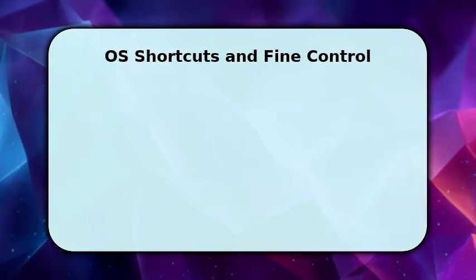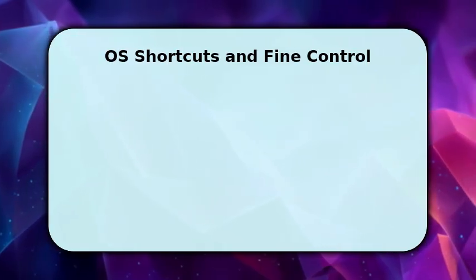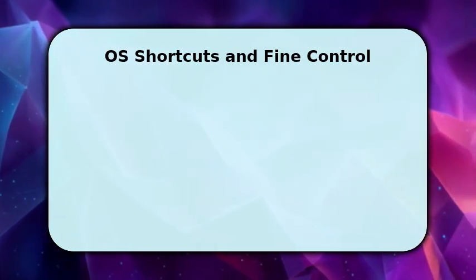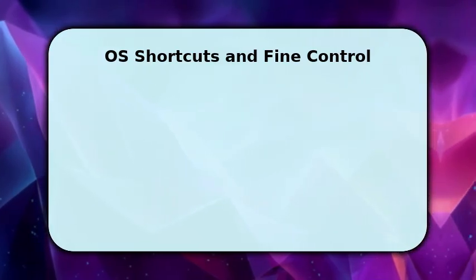On Windows, press Windows key plus A to open quick settings and access the volume slider quickly. Use the volume mixer to balance individual app levels and device outputs in real time.